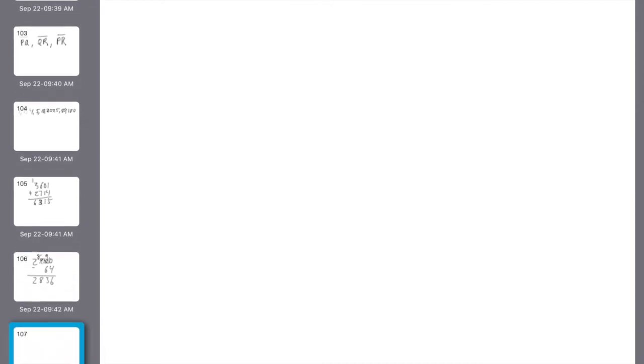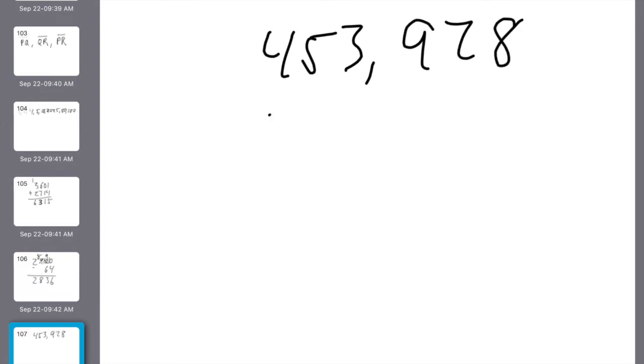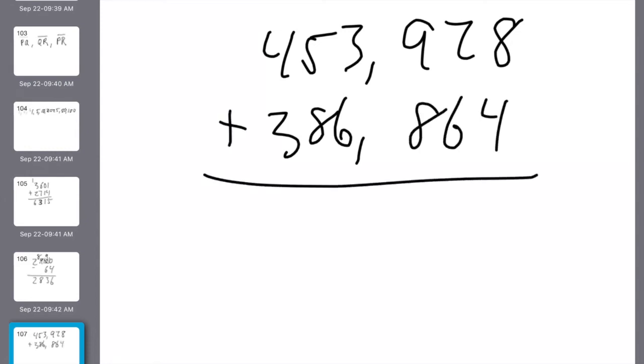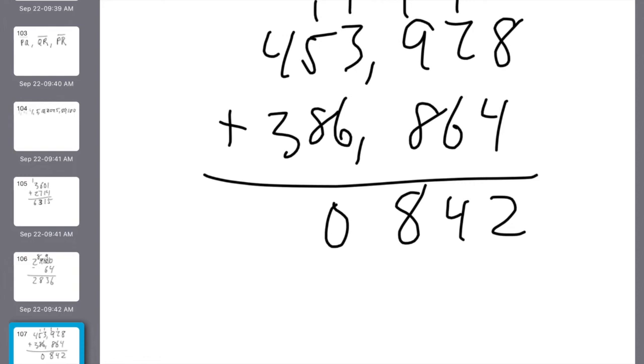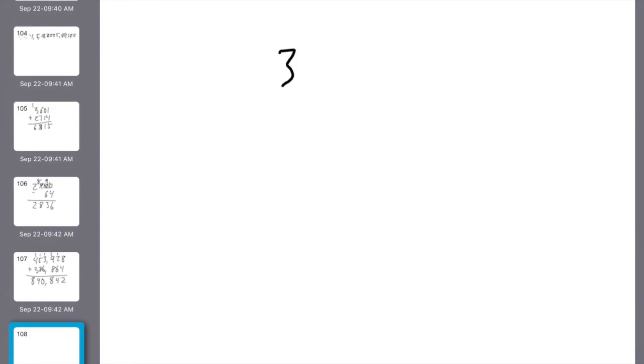20 is a big addition problem. 453,978 plus 386,864, and I'm adding those together. 8 and 4 is 12, carry the 1. 1, 7, 6 is 14, carry the 1. 1 and 9 is 10, plus 8 is 18, carry the 1. 1, 3, 4, 6 is 10, carry the 1. 1, 5, 6 plus 8 is 14, carry the 1, and 8. 840,842.